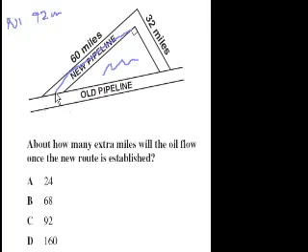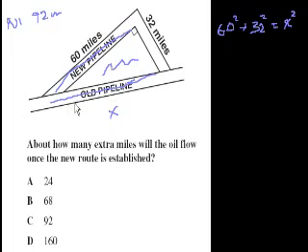So what was the old route? Well, the old route was the hypotenuse of this triangle, right? That was the old route. So we could say 60, let's call that x. 60 squared plus 32 squared is equal to x squared, because that's the hypotenuse.